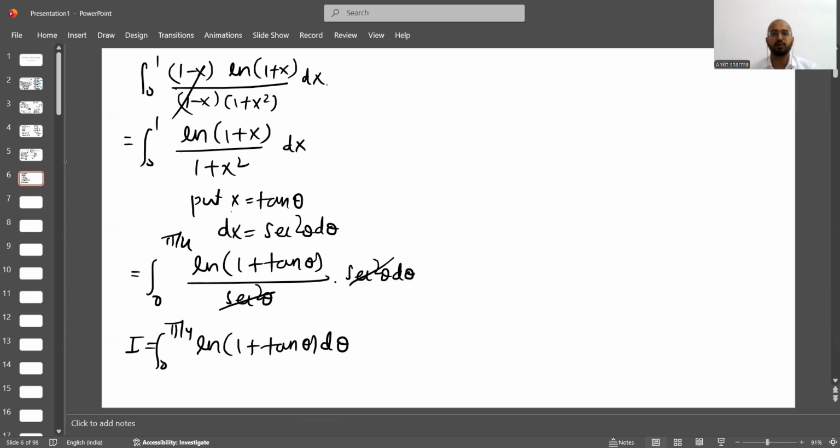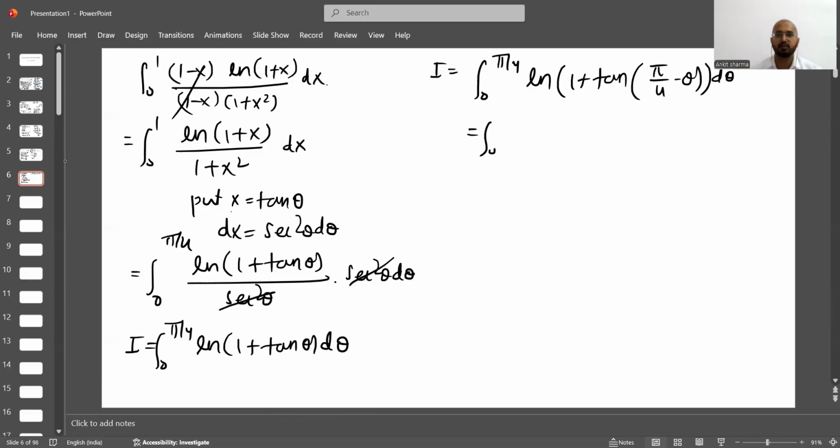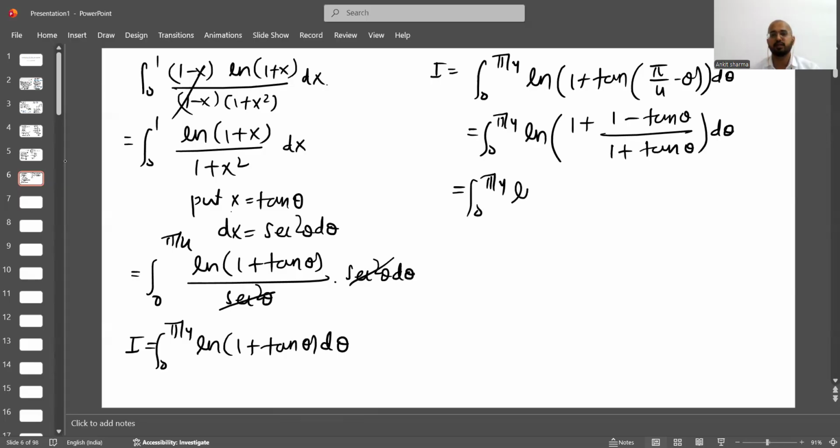So I'll use the king property. So I can write down 0 to pi by 4, then ln of 1 plus tan of pi by 4 minus theta. So this will turn out to be 0 to pi by 4 and then ln of 1 plus tan pi by 4 minus theta, so 1 minus tan theta over 1 plus tan theta. This could be further written as 0 to pi by 4 and then ln of, if I multiply, tan gets cancelled, we get 2 over 1 plus tan theta d theta.